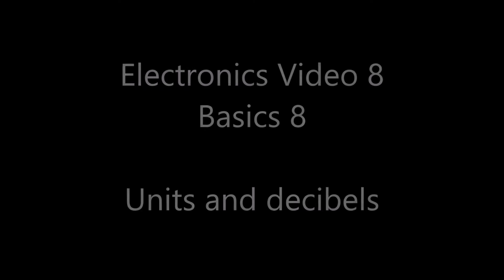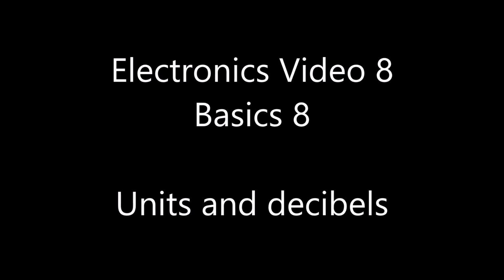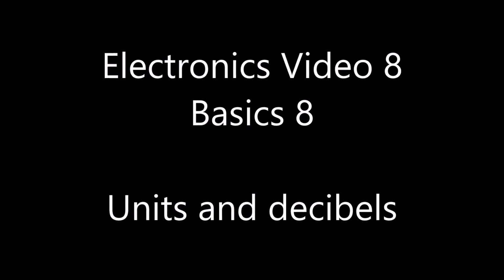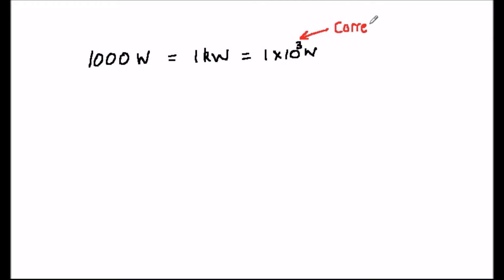This is a good place to discuss how figures are expressed in engineering in general and in electronics in particular. Let's start with very large ones. Numbers which are in the thousands can be prefixed by kilo, represented by a small k. So 1000 watts, for example, can be written down as 1 kilowatt.